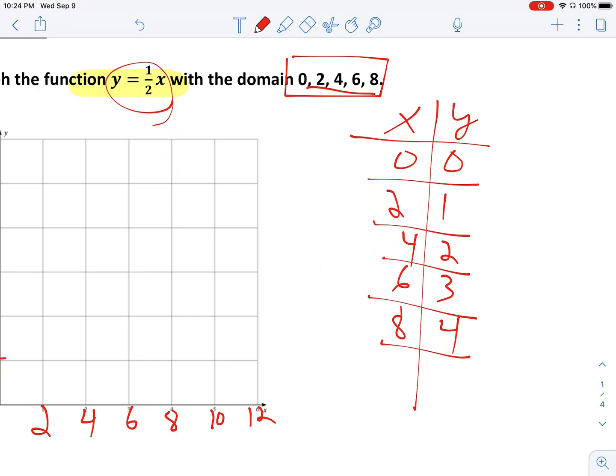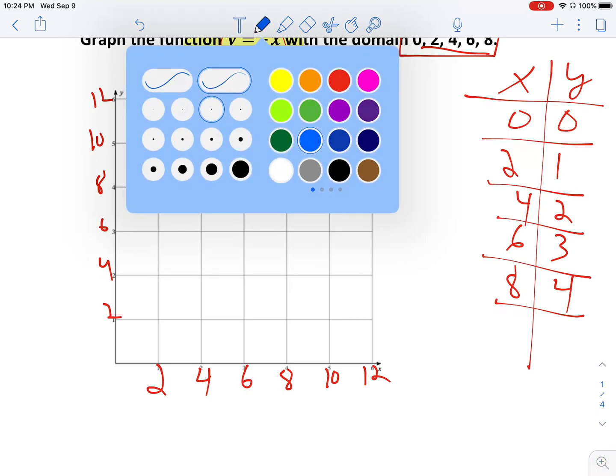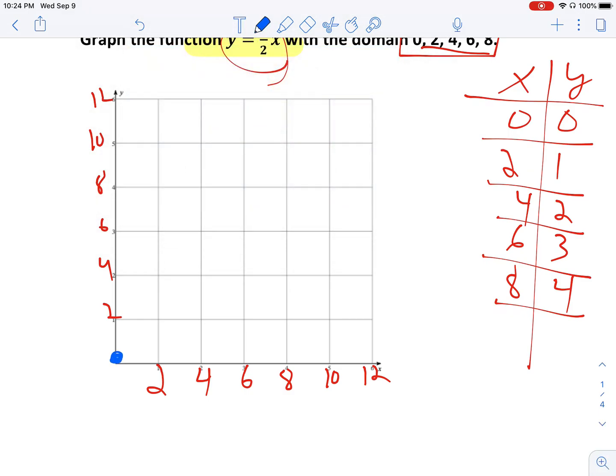Okay, so now I know that I have my domain values and I have now my range or my y values. So if I go to plot my points, the first point I'm going to plot is going to be 0, 0, which is right at the origin or the bottom left corner of this graph. The next point I have is 2, 1. So I'm going to go over 2 and up 1, which is half a block because I'm counting by 2's.